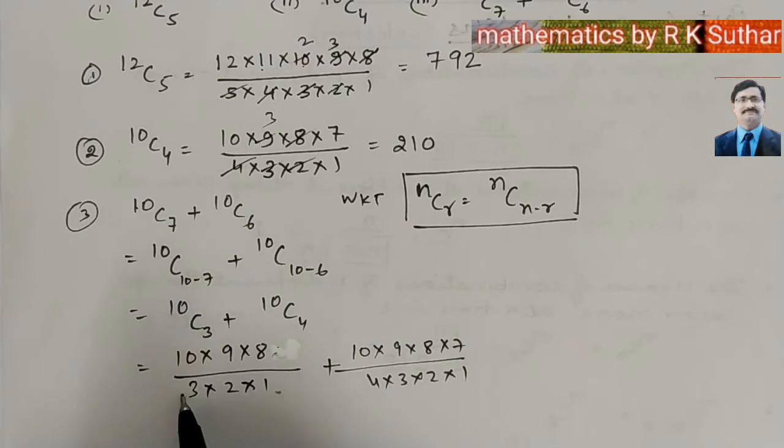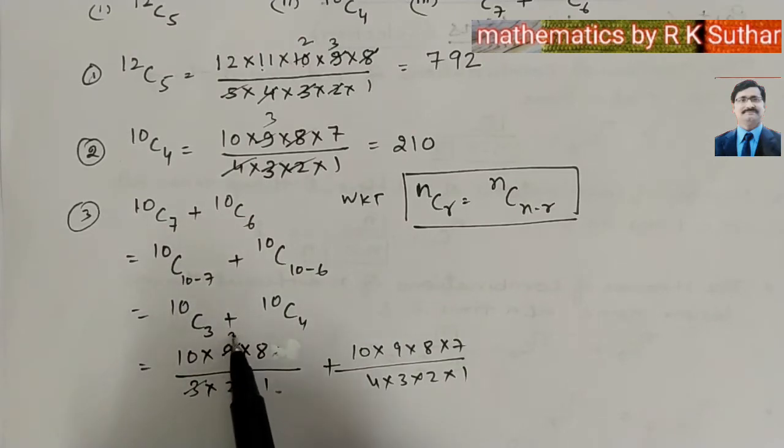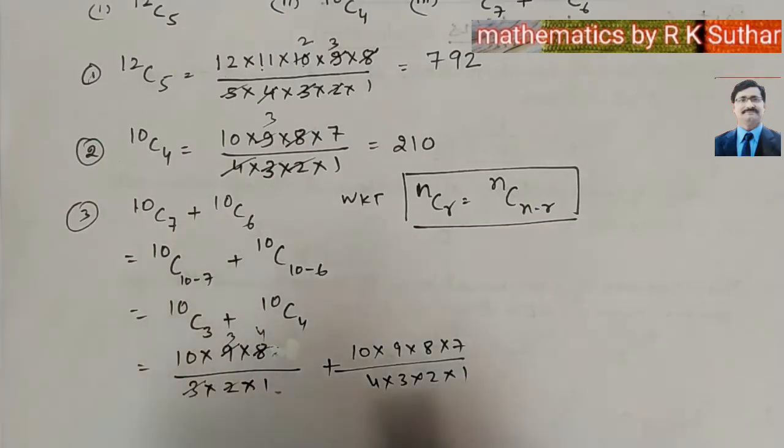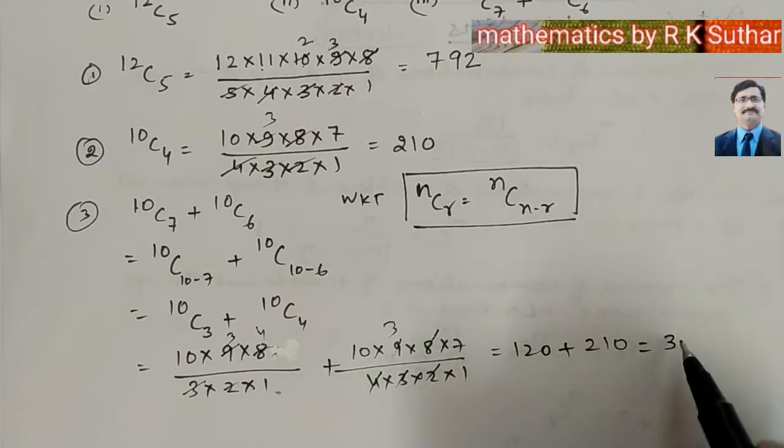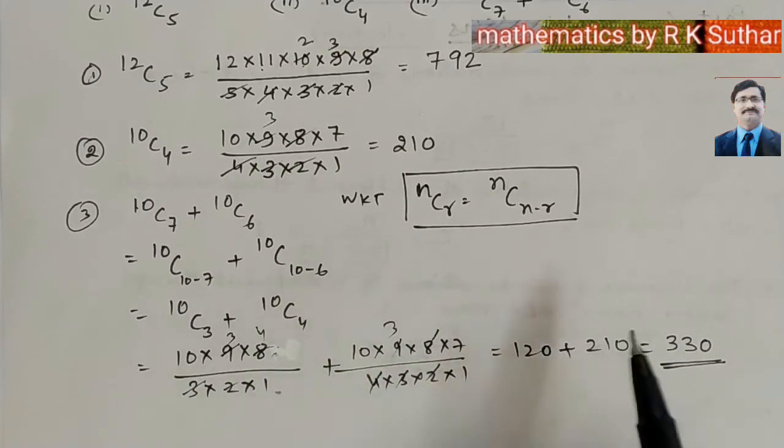Now we can cancel 3 and this 9, 3 threes are 9, and the 2 we cancel; 4 threes are 12, which means we get 120. And for the other one, 4 twos are 8, we can cancel 8, 3 and this 9 we can cancel, 3 threes are 9, 7 threes are 21, so 210. We add these and we get 330. All of you understand this? So this is a very simple question we have done. All of you understand this?